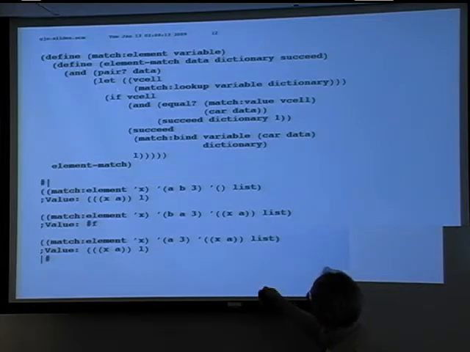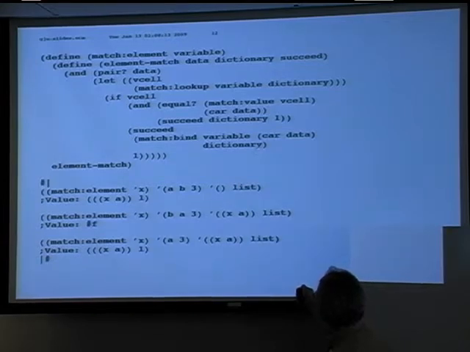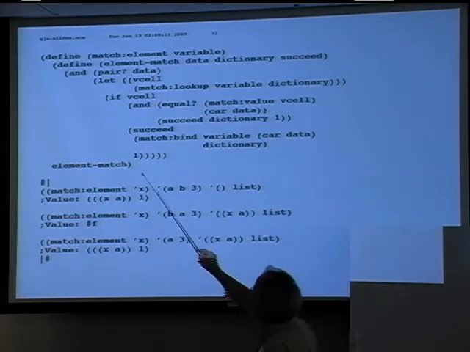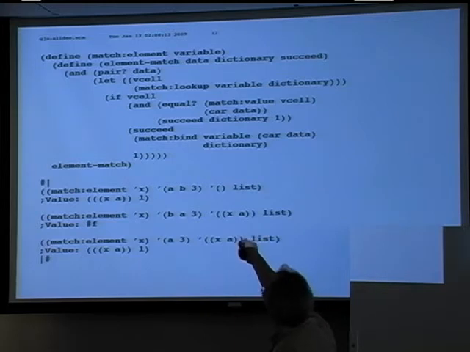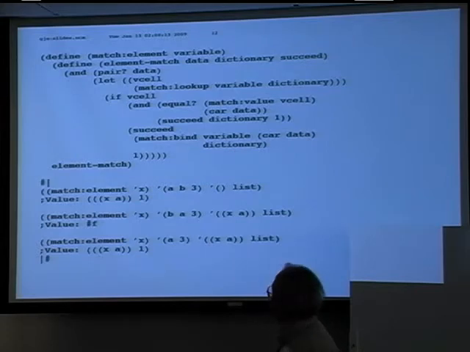But if there is none already, it makes a new variable in the dictionary, which assigns the variable to the first object in the data stream, and also succeeds with the value 1. But if this equality test fails, or if either succeed fails, then the whole thing fails. And so here we have some examples.